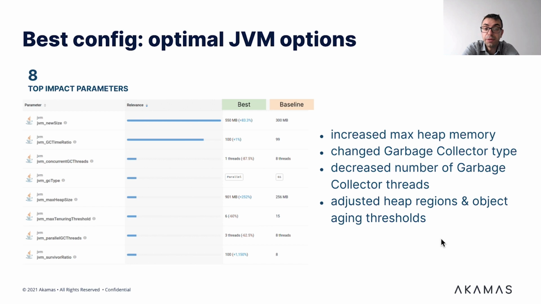As you can see, it also adjusted the heap regions and the object aging thresholds. As for the previous case, we also got 8 JVM options automatically selected as the most impactful with respect to the dozens and dozens, hundreds actually, of potential JVM options to be considered.